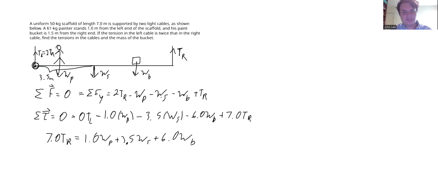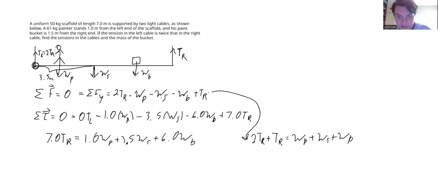So instead, I am going to focus first on this equation where 2TR plus TR is equal to all of the weights added up. Weight of the person plus weight of the scaffold plus weight of the bucket. So 3TR, or 3 tension in the right, minus weight of the person minus the weight of the scaffold is equal to the weight of the bucket.